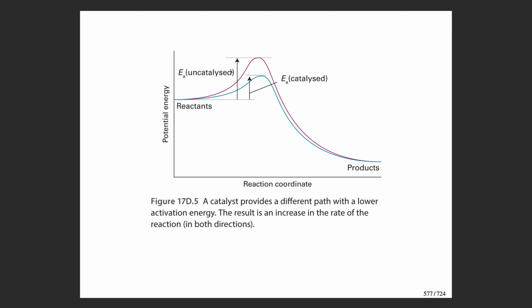However, when there's a catalyst present in the reaction mixture, the activation energy is lowered because there's a different pathway for the reaction to proceed that has a lower activation energy. Consequently, the rate constant will be larger for this catalyzed pathway, and the rate of the reaction will be faster. One thing to notice that they point out down here is that the activation energies in both the forward direction and the reverse direction are lowered.